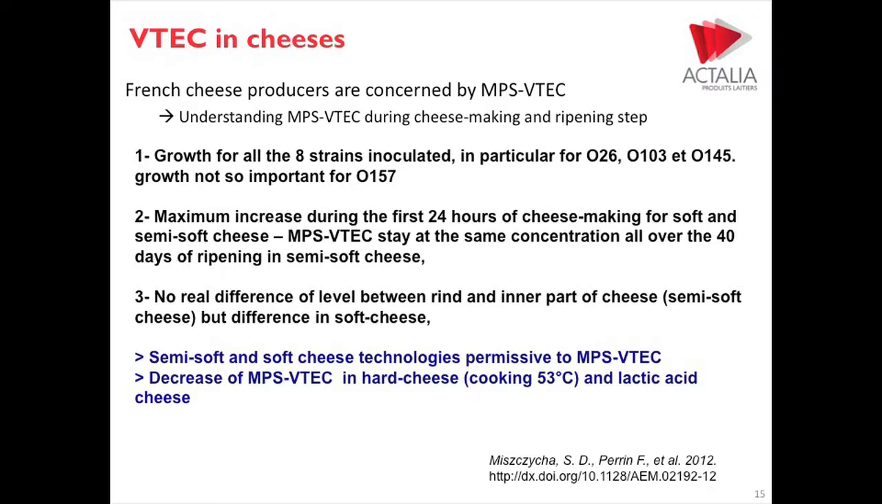So, just to conclude about their behavior in cheese, because they were tested on different kinds of technology, we've got growth for the different strains inoculated, in particular for O25, O1, O3 and O145, and the growth was not so high for O157, sorry. The maximum increase is observed during the first 24 hours of cheese making for soft and semi-soft cheeses.